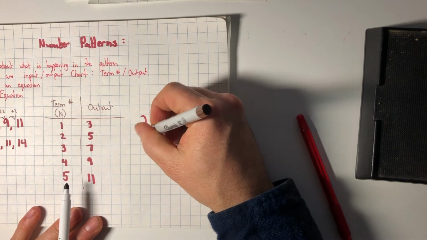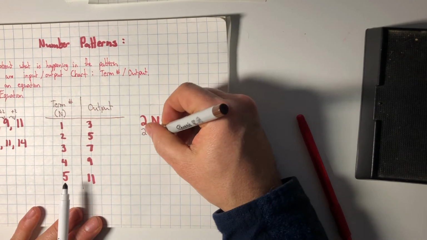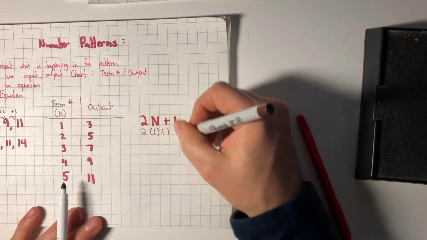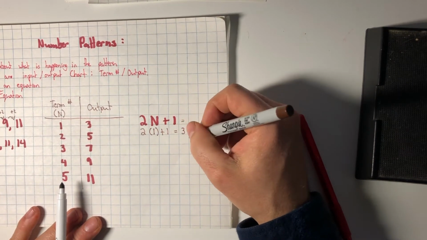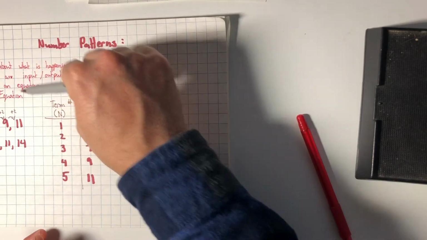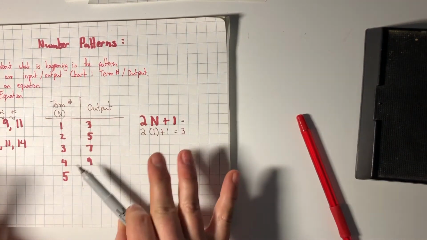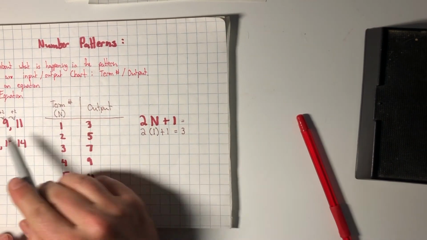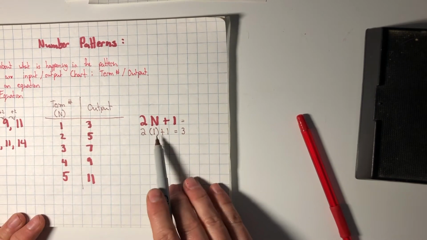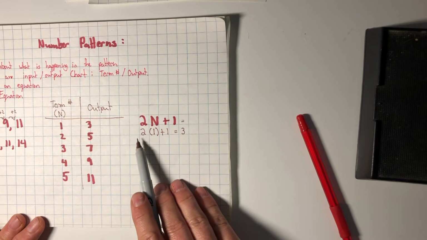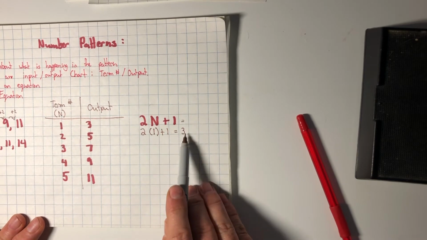So if I go 2 times the first stage plus 1, that's 2 times 1 is 2, plus 1 is 3. So that gives me the first one. So now the next part. We created an equation, used our understanding of the patterns, and we have one equation that works for the first step of the pattern. 2 times the first step plus 1 is 3.